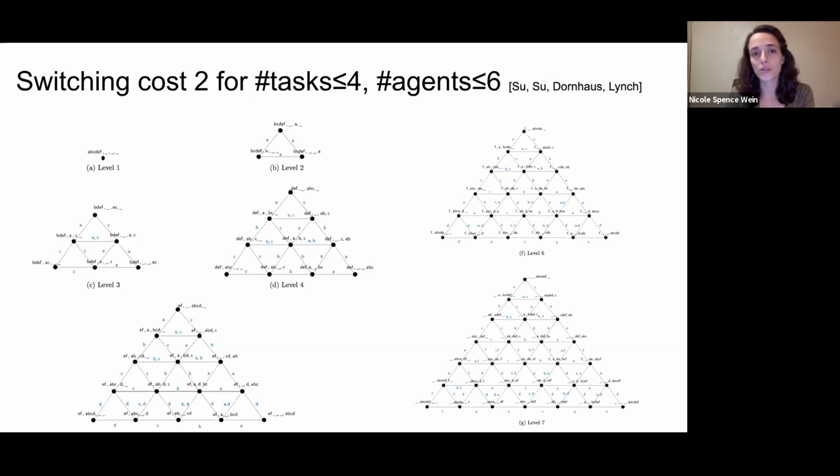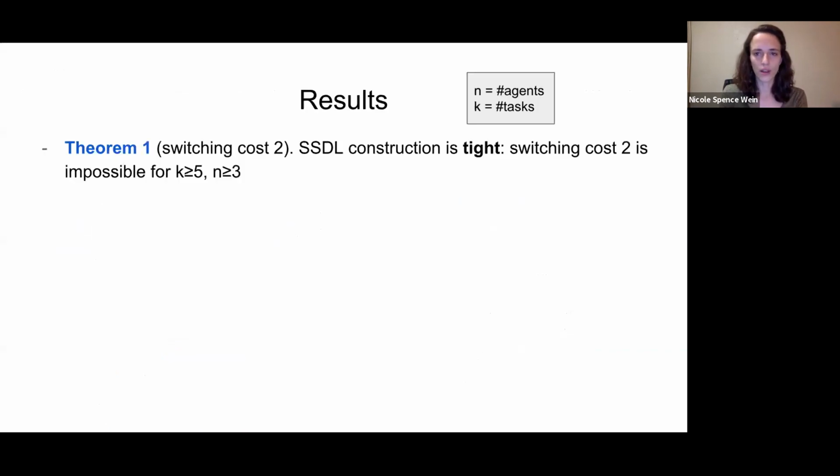However, our first result says that actually this result is tight in the sense that if you just have one more task, then you cannot achieve switching cost 2. Okay, so our first result says that their construction is tight, meaning that switching cost 2 is impossible if your number of tasks is at least 5 and your number of agents is at least 3. So we're going to use n as number of agents and k as number of tasks.